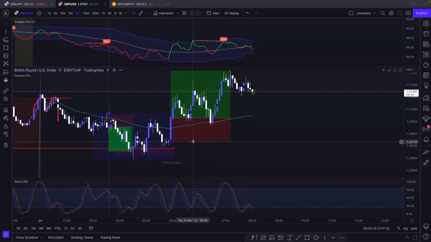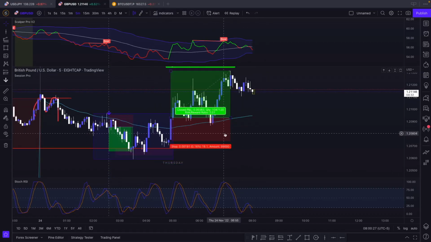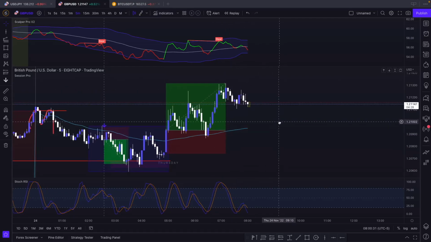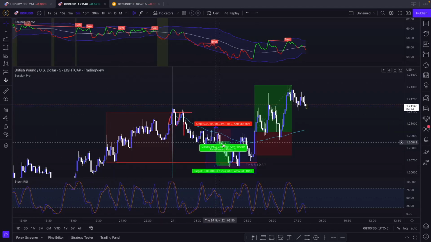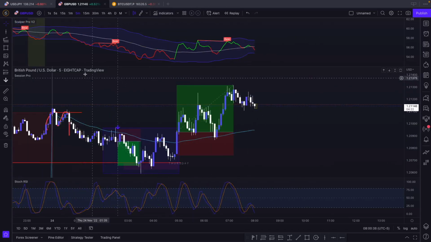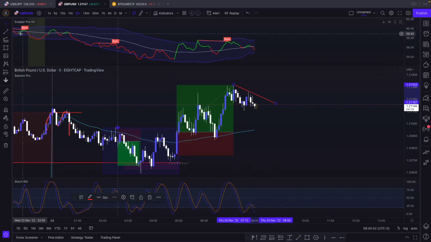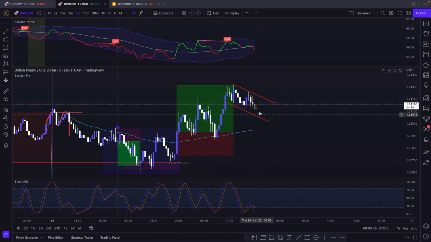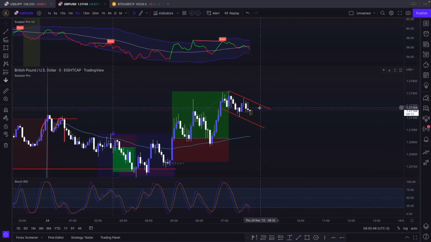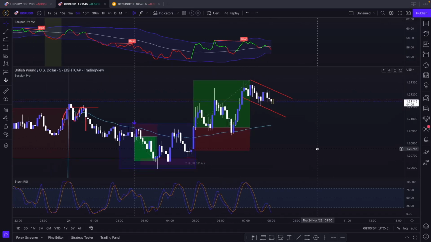It's outside the London kill zone, so it would have been a nice entry right here into this next move to the upside. One push, two pushes, three pushes into the high of the day, where we might see this thing reverse. Right now we're forming some sort of a bullish flag pattern. So let's see what's happening today during the New York kill zone. We got a new bearish divergence signal right here as well. So we will find out what's happening.